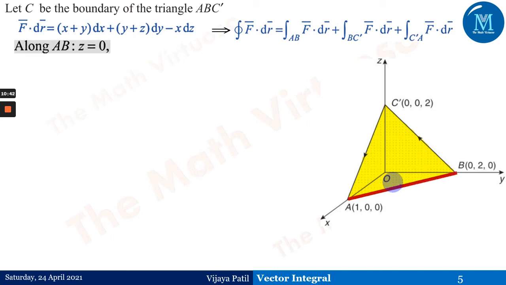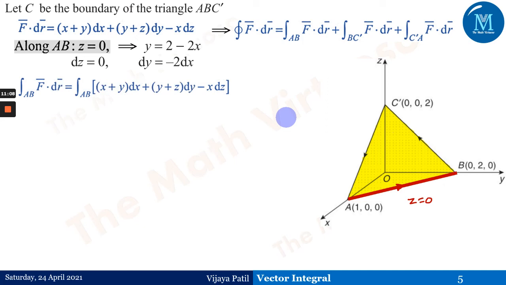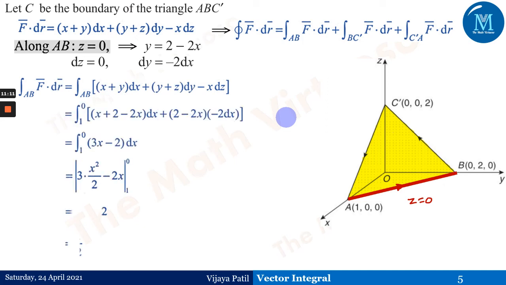Now if you observe along AB, that is z equals 0. This AB line, or you can say this particular curve, lies in the surface z equals 0. If z equals 0, that means this particular line we are getting as 2 minus 2x, that is what we have seen here, right? And therefore dz becomes 0 and dy equals minus 2 dx, and this line integral we'll be getting in this way, and we'll be getting the value of this line integral over the curve AB as 1 by 2.